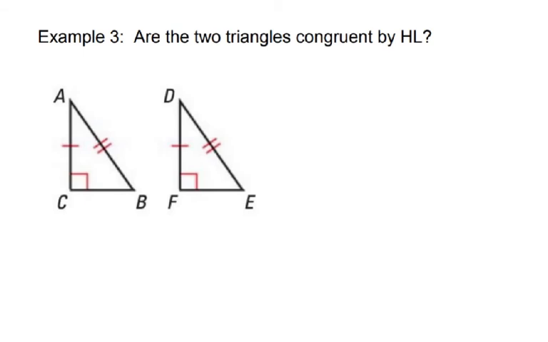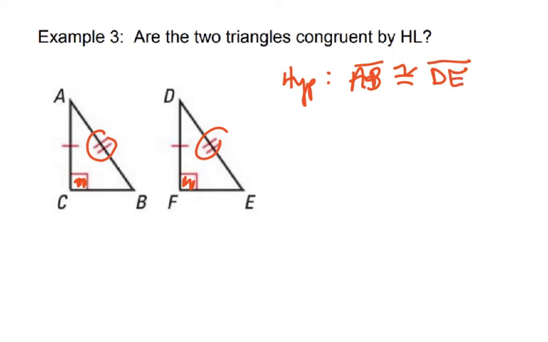So let's look at these ones. Are these two congruent by HL? Well, 90 degrees, that's our first step. Yep, got 90 degrees on both. The hypotenuse, based on those markings, side AB is congruent to side DE. And then, again, based on the markings, the leg, side AC, is congruent to side DF.